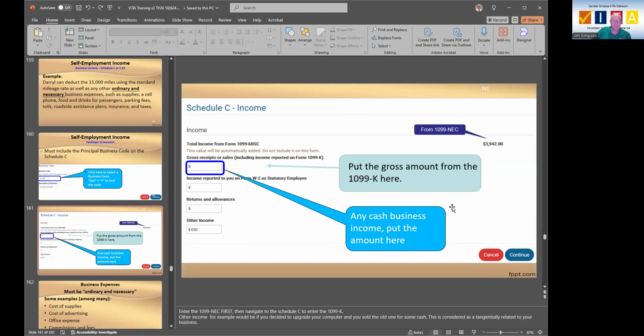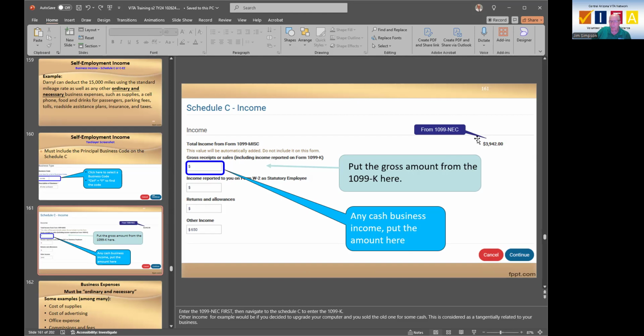So when you're inputting this into TaxSlayer, you start a Schedule C. You started the Form 1099-NEC, and you put that in, and you put in 3942. It's going to take you to a screen that says, do you want to start a Schedule C or use an existing one? If this is the first Schedule C, you click on that. It starts the Schedule C, asks you for the business code, and then takes you to this income screen.